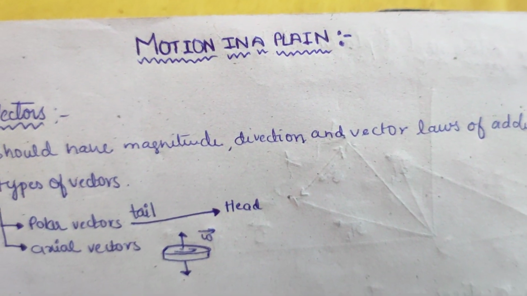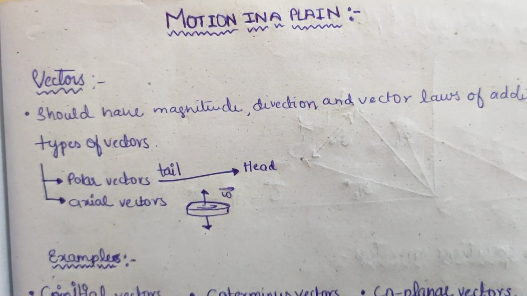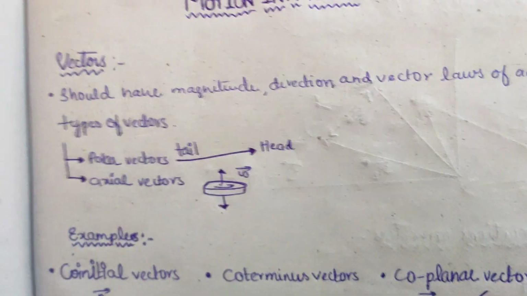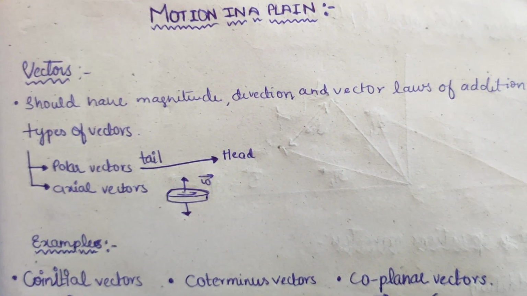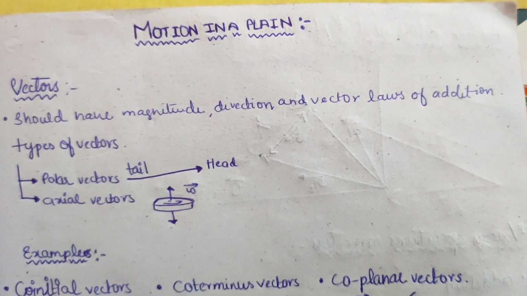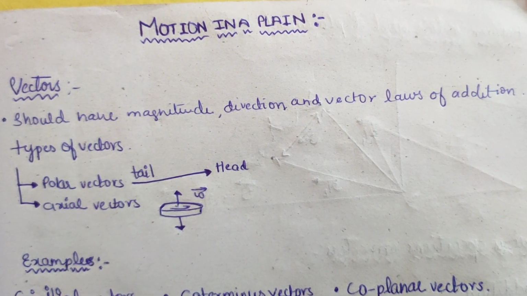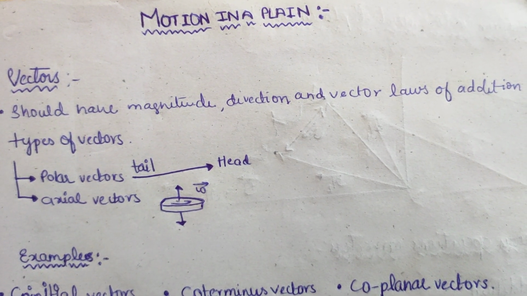Today let us start with the lesson motion in a plane. First, vectors. Vectors should have magnitude, direction and vector laws of addition. Now types of vectors. There are two types: polar vectors and axial vectors.